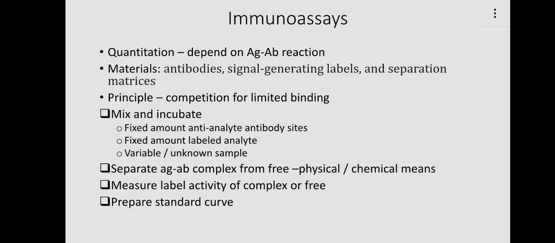The immunoassays, as we have outlined, then require the following materials. It requires antibodies. There are different types of antibodies. You see them, what types. We also require signal generating labels. What we are saying is that you can measure radioactivity, fluorescence, or enzyme activity. And then in those cases where you need to separate, you need effective means of separating the complex from the free forms. And those are the separation matrices.